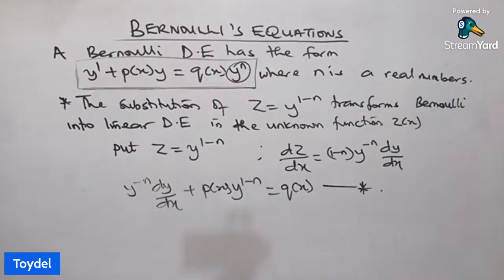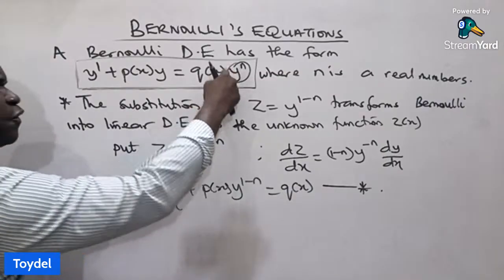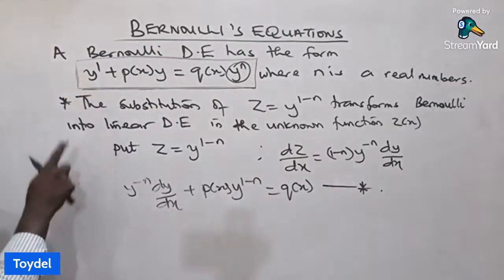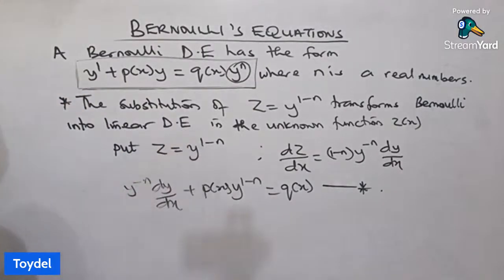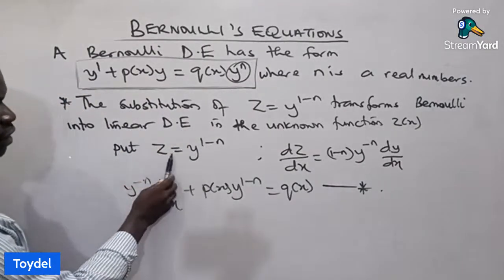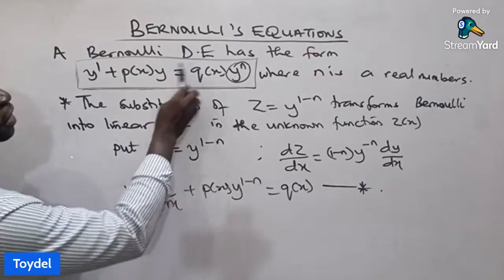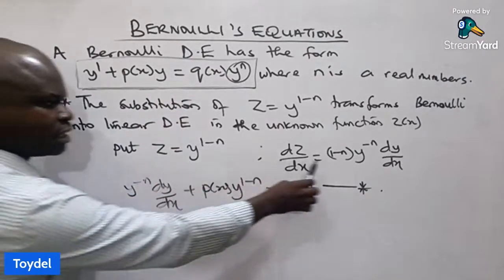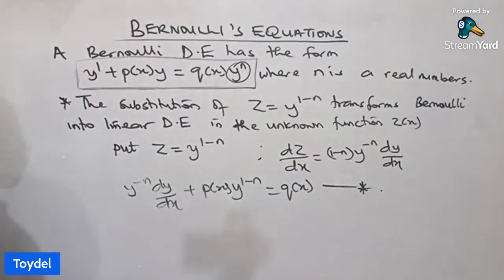What we are trying to say is how do we remove y raised to power n at the right hand side, so that we can reduce this Bernoulli equation to a corresponding linear equation, by substituting z equal to y raised to power 1 minus n. Whenever we see z here, if we differentiate z with respect to x, dz/dx is going to give us this.